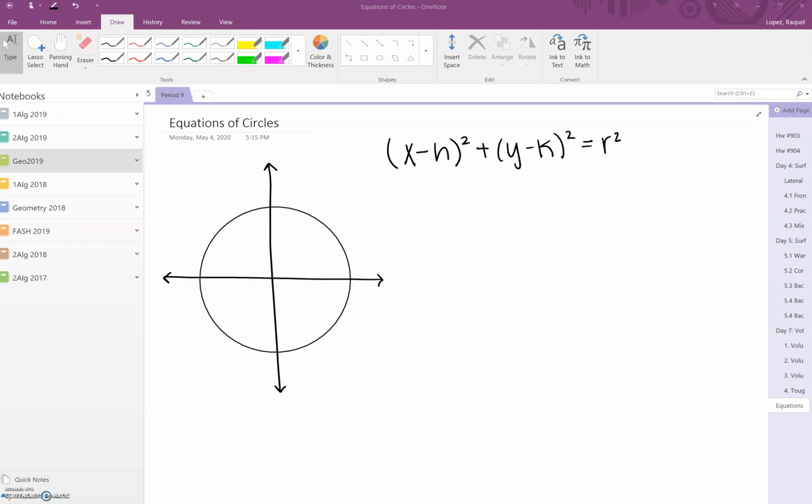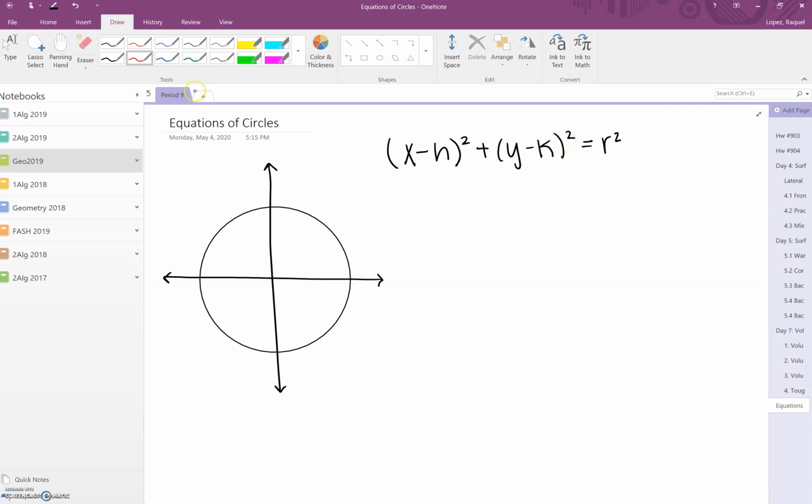Today, we're going to be talking about equations of circles. So yes, circles have equations, okay? And so let's take a look at the structure. This right here is going to be the structure of our equation of a circle. That's (x minus h) squared plus (y minus k) squared equals r squared.